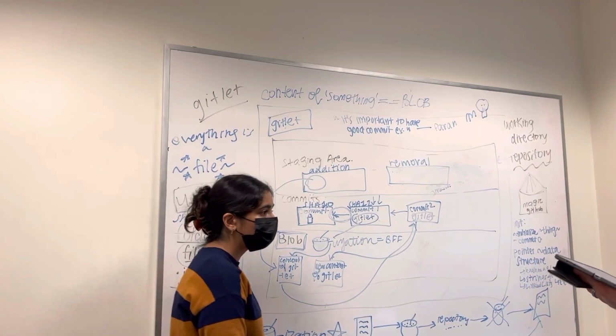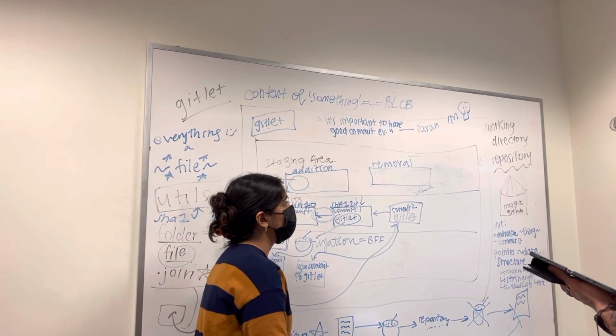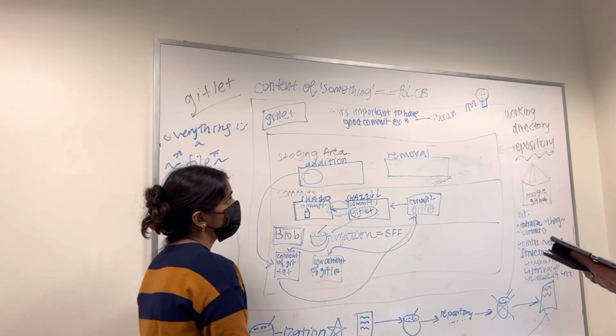So why do we need to have a master and a head arrow? Like, why can't we... Oh, that's a really good question. So there is a function called checkout.